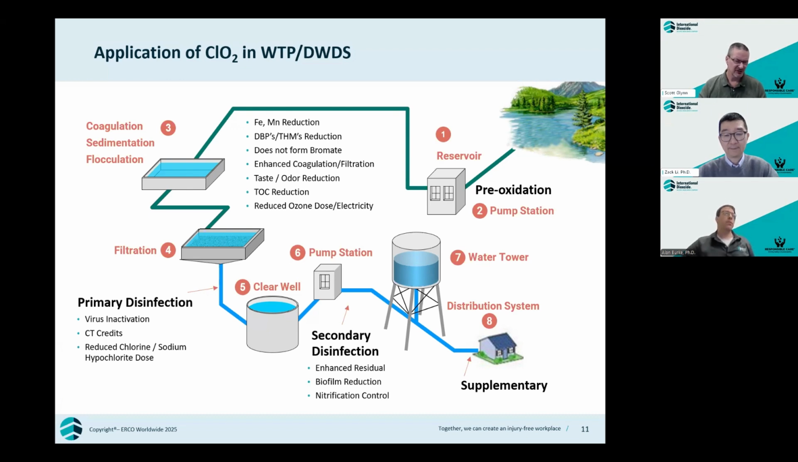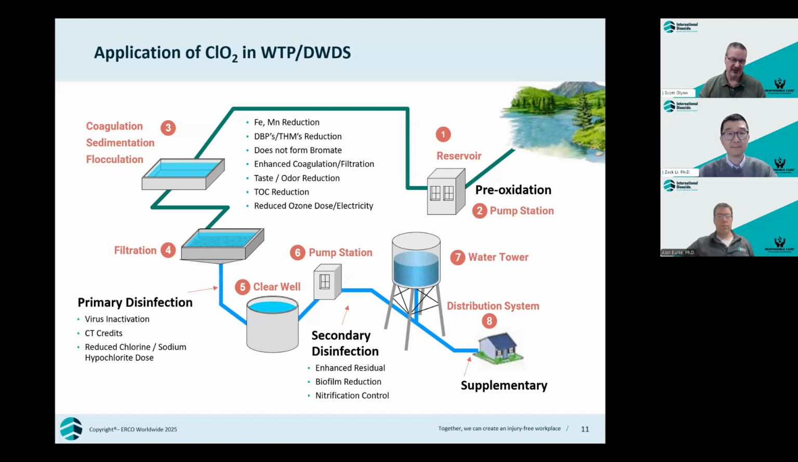In the pre-oxidation zone, such as the raw water intake to the sedimentation process, chlorine dioxide is used to oxidize iron, manganese, organic precursors that form THMs and HAAs, and to gain early credit for CT. In the primary disinfection zone at the filters and clear well, it provides CT credits and a reduction of chlorine dose, leading to lower THMs and HAAs out in the system.